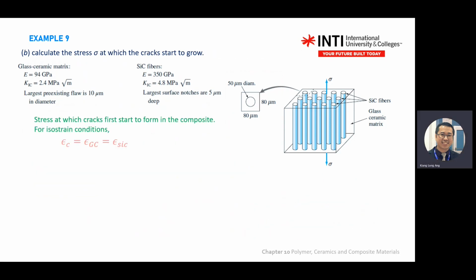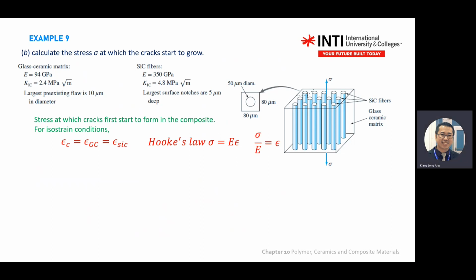Right. Then you calculate the stress for the crack to start in isostrain. Again, isostrain means the deformation is the same. So the equation you use is strain composite equal to strain of the fiber or matrix, which will be the same. In this case, you have the two components, matrix and fiber. Recall Hooke's law, which is still very important: stress equal to modulus Young or elasticity modulus times strain.